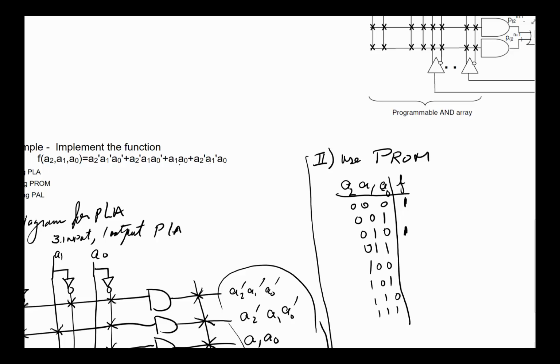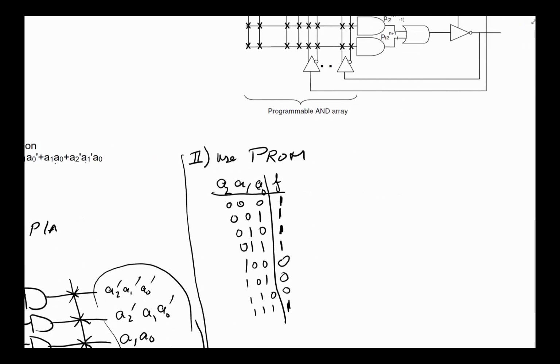And then this term is saying, I don't care what A2 is, as long as A1 and A0 are 1, it's a 1. So this would be a 1, this would be a 1. And then the last one says if A2 is 0, A1 is 0, and A0 is 1, then we're good. So that will be here. And the rest are 0. Okay, so I have minterm 0, minterm 1, minterm 2, minterm 3, and minterm 7.